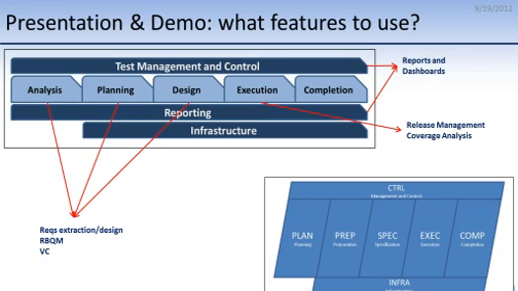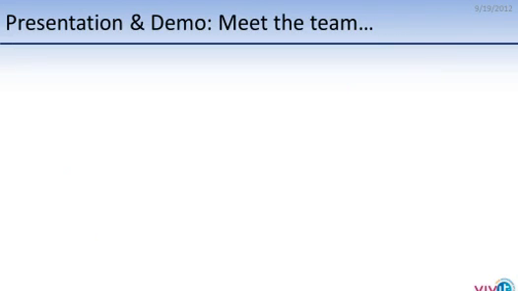We will be using RBQM, risk-based quality management, and VC, which is version control. Then we will be using release management as well to further our planning and to go deeper into the execution phase. We will be using coverage analysis from that perspective. We'll be looking at status, progress and quality progress. And overall, for the reporting and for the management and control of the project, we'll be using reports and dashboards. For this purpose, I haven't created too many dashboards and reports, but you will see when we get there.